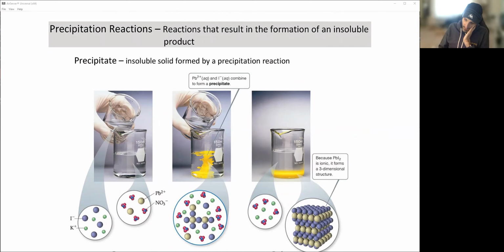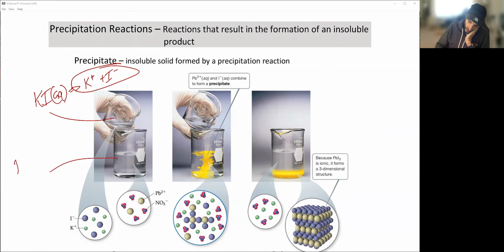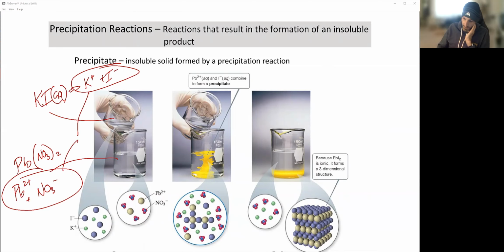So I have a solution of potassium iodide, KI aqueous, but I know KI is soluble. So what I really have is K+ ions and I- ions in solution. Those are going to be combined together with lead nitrate. But what I know I really have are lead ions and nitrate ions. So that's really what is in solution. Okay, so I'm combining these two things together.